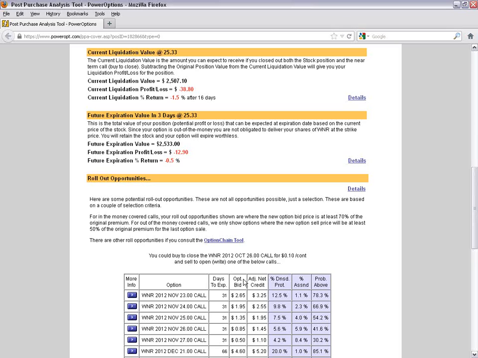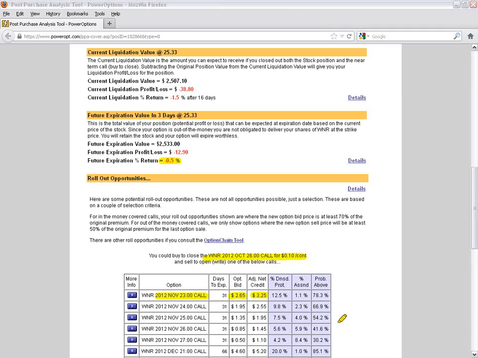Okay, but what are we looking at here? Well, we originally had a hope of a 2.1% return. That didn't work out for us in this covered call. We're at a 1.5% liquidation loss or 0.5% at expiration. We're shown that we can buy to close our October 26 call for 10 cents. We could get defensive and sell an in-the-money November 23 call for $2.65. Now this gives us an adjusted net credit of $3.25.